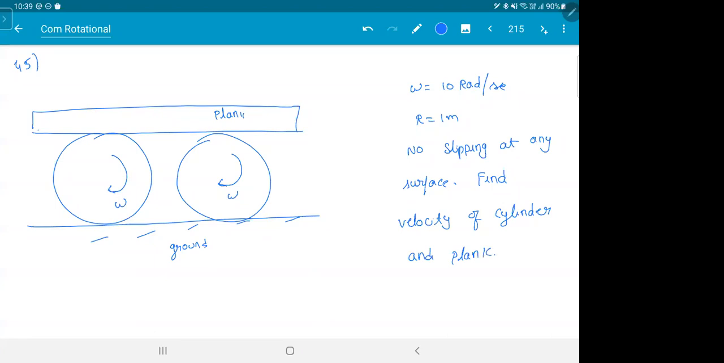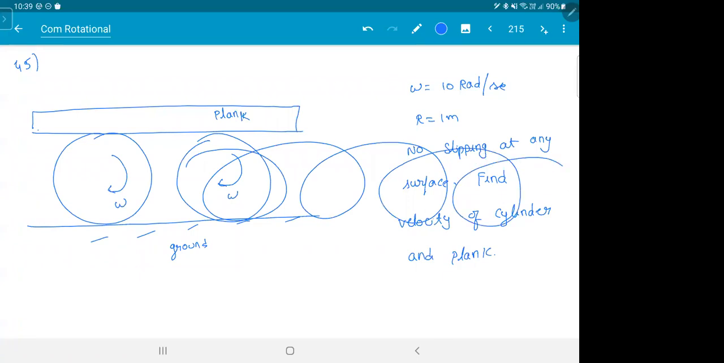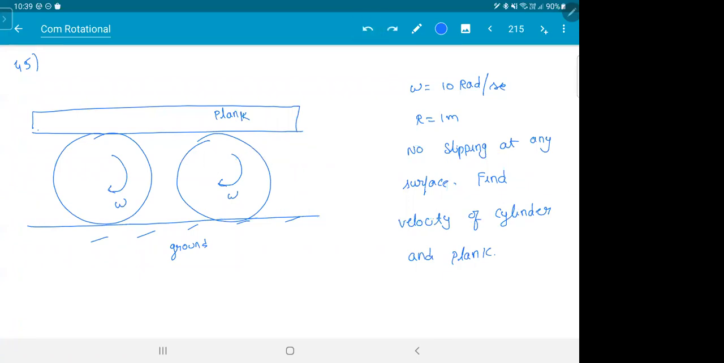Get it? Are you able to visualize? There are two drums. On the drums you kept a plank and you're pushing the whole stuff. And the cylinders are rotating with omega. They have V also, but it is not given. You have to find the velocity of the cylinders and velocity of the plank. So the cylinders will roll and go like this. Cylinders don't stay at the same place. You can think like this also. It's a roller skater. The kid is standing on this. This is a roller skater.